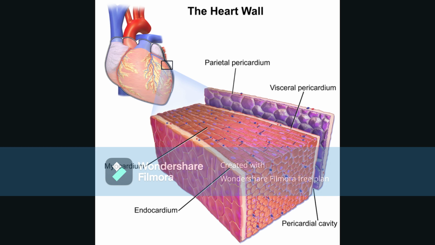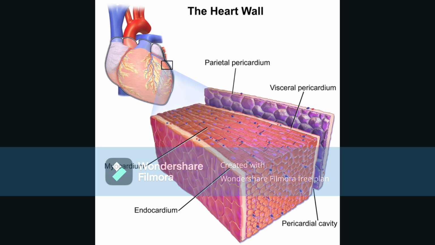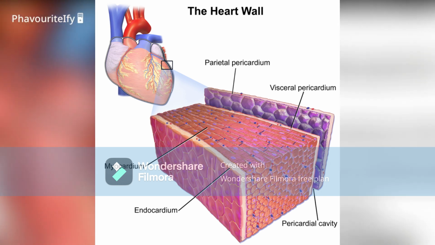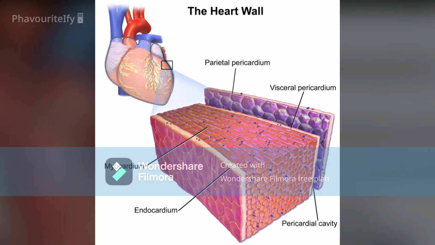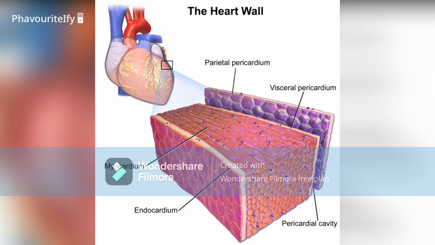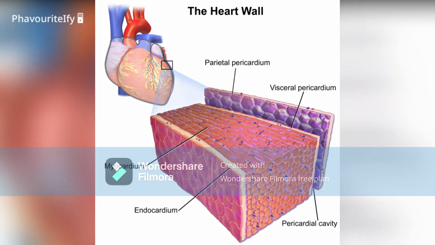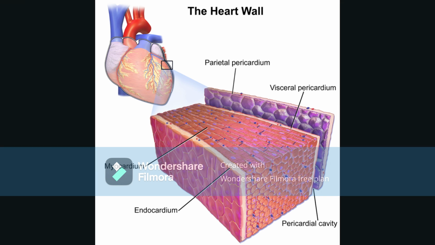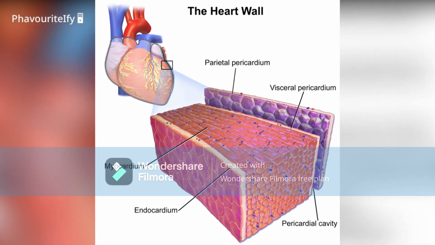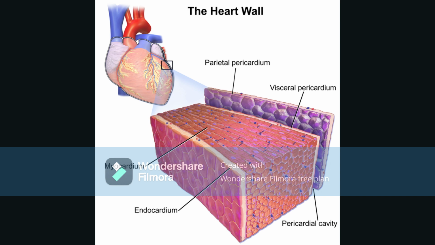They are mesothelium. They are formed by the visceral layer of serous pericardium. So some textbooks may say they are also called the visceral pericardium, but the layers of the heart are listed as the endocardium, myocardium, and the epicardium. So this epicardium, I said, is a thin external layer. You can see the label there, and it's formed by the visceral layer of serous pericardium.